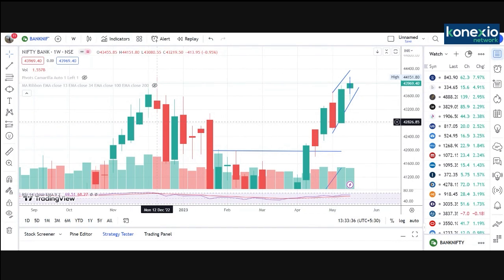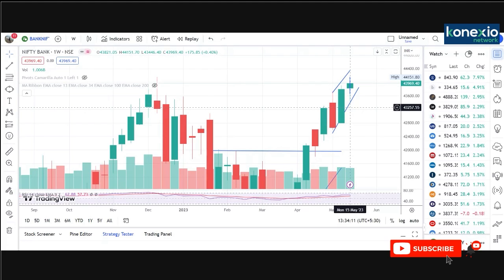You can see 44,154 was the previous lifetime high, and last week's high was 44,151. Almost a double top. It is clearly visible. If I mention the dates, on 12th December 2022, on the weekly candle, the high was marked as 44,151, and on last week's 15th May 2023 candle, the high was 44,151. So this is a double top, and a double top could be ruthless at these levels.